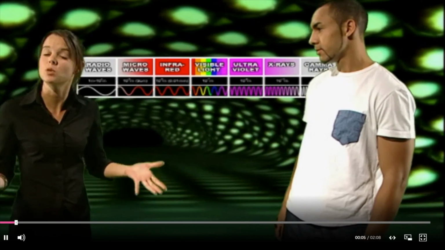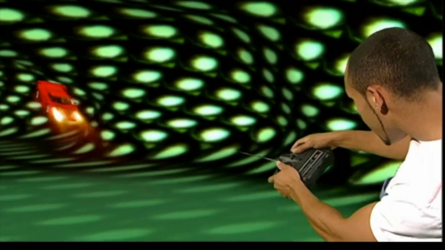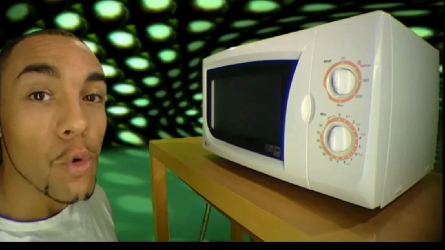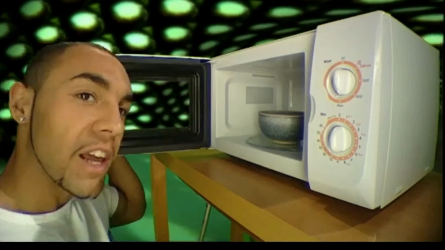Why do we need to know about the electromagnetic spectrum? Because electromagnetic waves are incredibly useful. Radio waves are used for sending radio signals. That's how you can listen to your favourite FM radio station. And you're also using radio waves to control your radio-controlled car. And as for microwaves, everyone knows they're used for cooking in microwave ovens, but did you know that microwaves are also used for sending satellite signals? Satellites use microwaves? Yes, they use a frequency of microwave which easily penetrates the Earth's atmosphere.